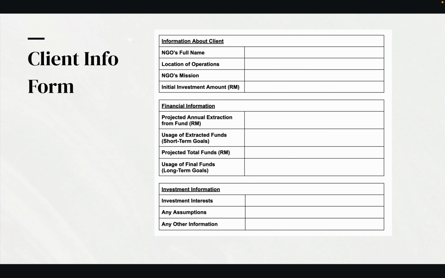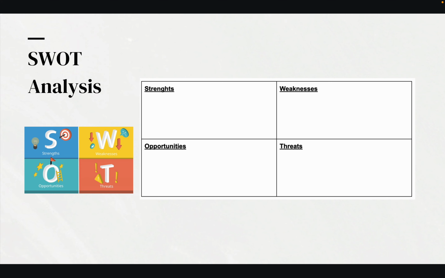Now these two ways, both the client information form that you fill out as a form of summary and the SWOT analysis, help your team to create a comprehensive summary and detailed analysis of the client. So the importance of this is really that your team can align the investment goals with that of your client.